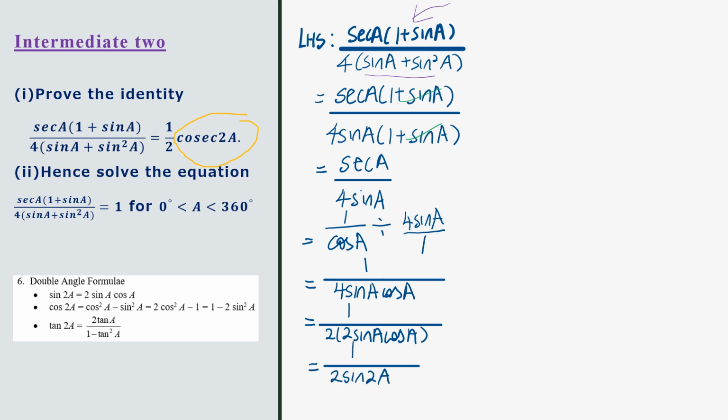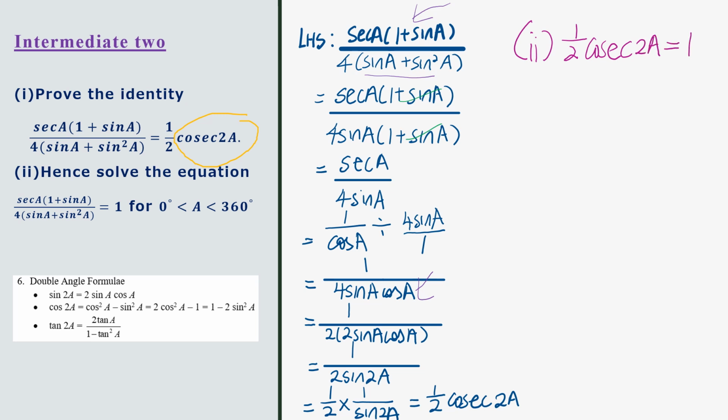Right, but if you're not familiarized with the formula, you may be stuck here and you may not know how to continue. All right, and from there we can further break it up into two fractions. Okay, half times 1 over sine 2A. Why do I want to break it up? Because I want to show you that 1 over sine 2A can be expressed as cosecant 2A, which is what we're supposed to prove on the right hand side. Okay, so that's how we do it.